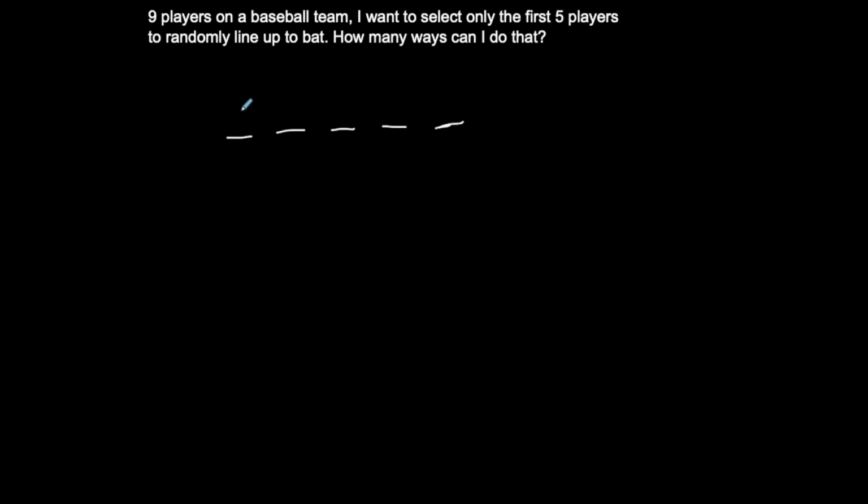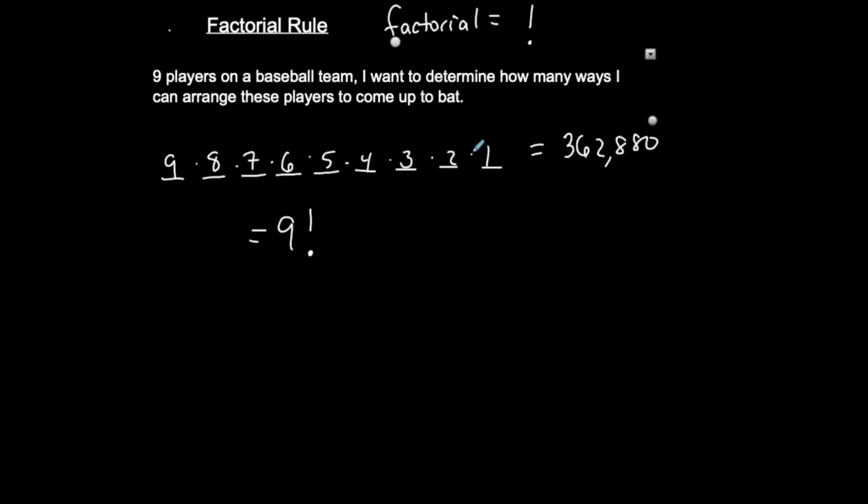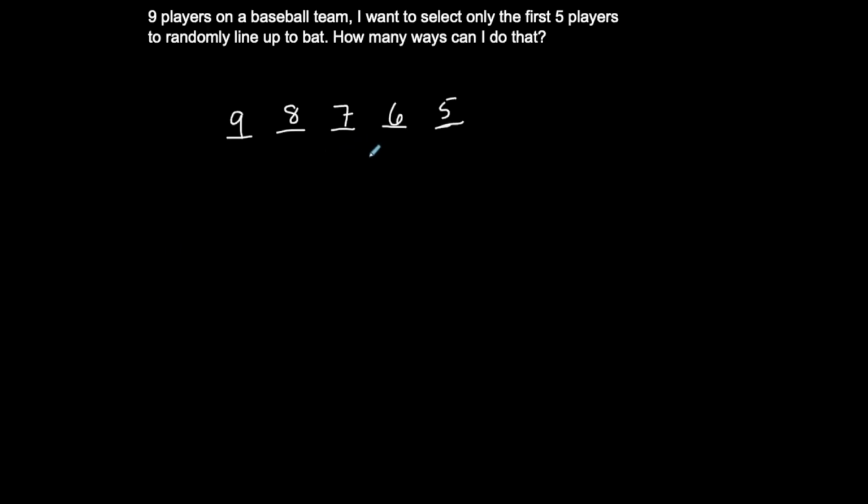But for my first player to come up to bat, how many choices do I have? I still pick from the 9 total players. So I still have 9 total options, right? Once I pick him, how many for the second? 8. And then, of course, for the third, 7, 6, 5. This time I'm not going down to 1 though, right? So this is not factorial. That factorial symbol only applies when I'm going all the way down to 1. So that is not going to work here.